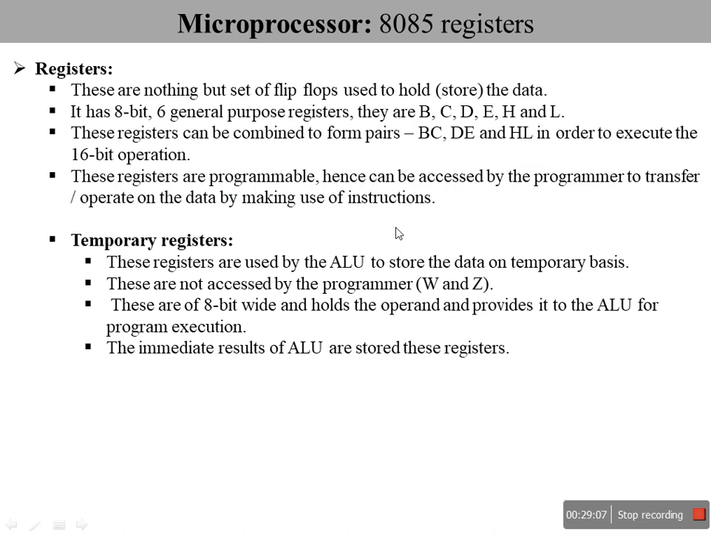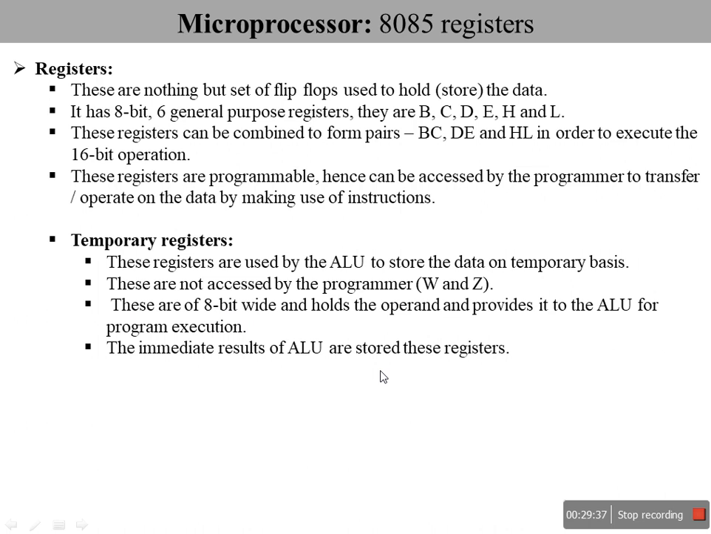These registers are programmable, hence they can be accessed by the programmer to transfer or operate on data by making use of instructions. Now we have temporary registers like W and Z. These registers are used by the ALU to store data on a temporary basis. They are not accessed by the programmer, but they are accessed by the ALU. These are 8-bit wide and hold the operand and provide it to the ALU for program execution. The intermediate results of the ALU are also stored in these registers.